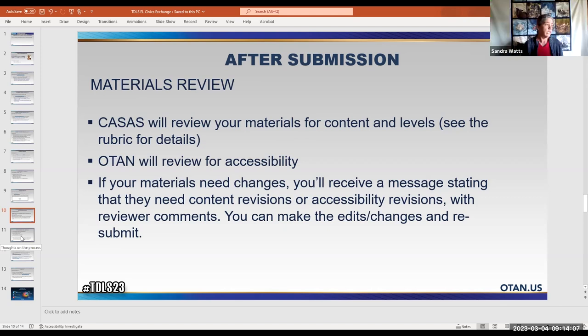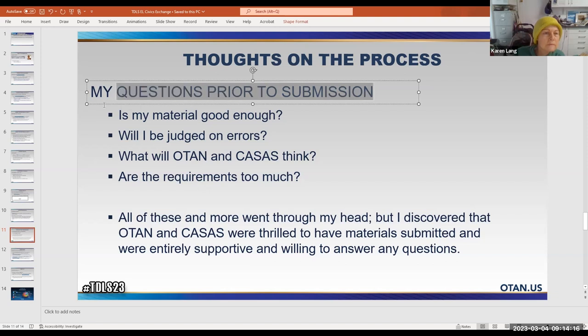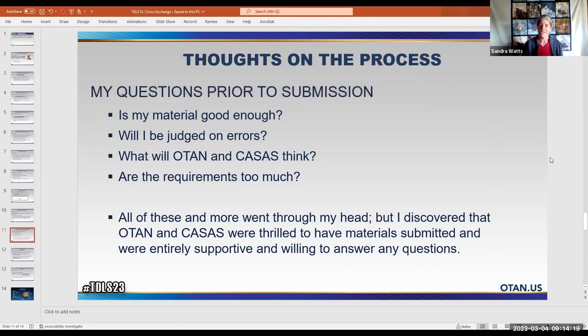Okay, so here's the me part, what I went through. I was very apprehensive about putting my materials on a statewide site where everybody would see them and judge them. This was part of my process. Is my stuff good enough? What if it's really not very good? Will I be judged if they find errors or accessibility problems? What will CASAS and OTAN think? These are the experts and I'm just a little curriculum writer. And are the requirements too much? Is this going to be way too much and I'll freak out?